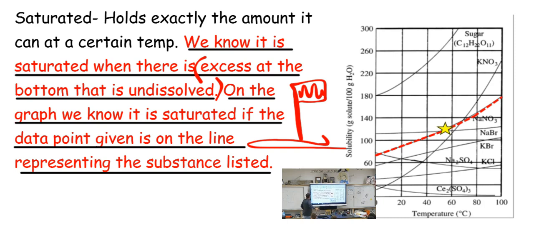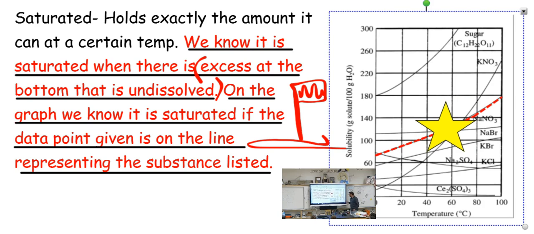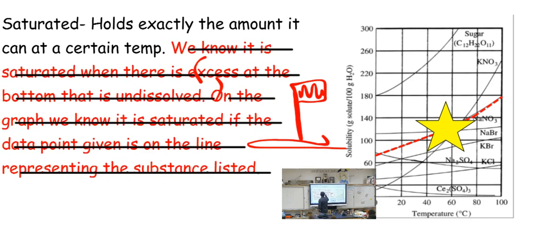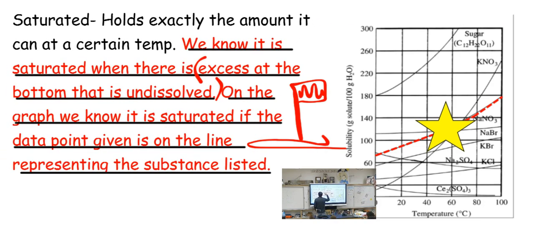On the graph, we know it is saturated if the data point that is given is on the line representing the substance. So this little star right here, we would know that is saturated because it resides right on the line. Easy, right? So, once again, if there's excess at the bottom that is undissolved, then at that temperature, the solution is saturated. We good so far? Okay, next.